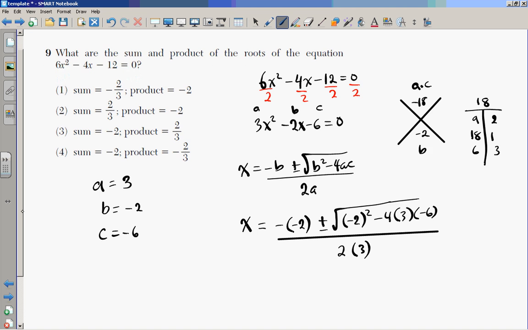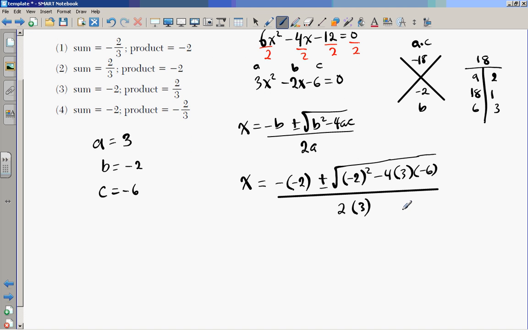Alright. Moving along, we're going to have positive 2 plus or minus the square root of negative 2 squared, which is 4, minus 4 times 3, which is 12, times negative 6. 12 times 6 is 72, right? So minus negative 72, which is plus 72. And then that whole thing is all over 6.